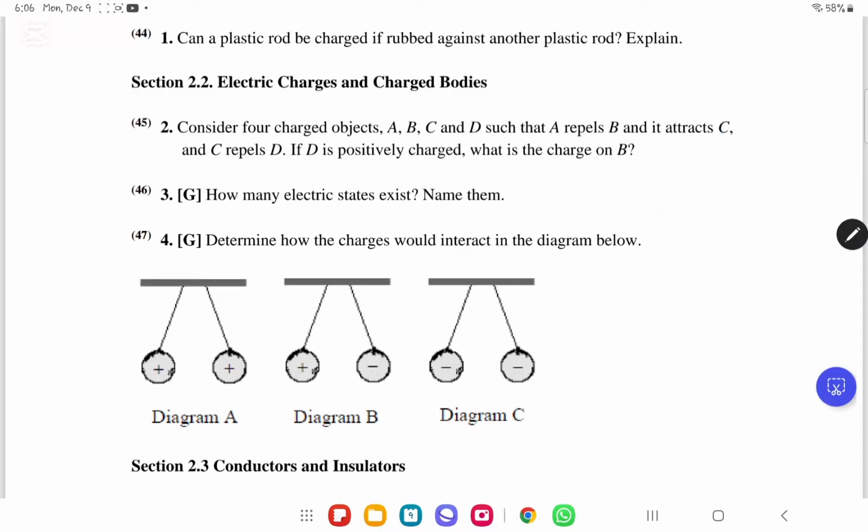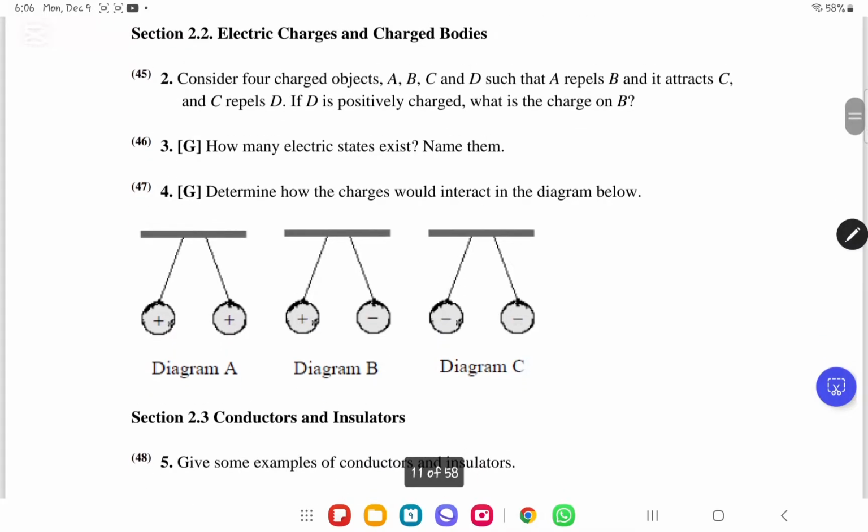Now we move on to section 2.2, electric charges and charged bodies. Consider four charged objects, A, B, C, and D, such that A repels B. So let us circle. A repels B, meaning they are the same charge, and it attracts C, meaning they are opposite charges. C repels D, meaning they are the same charge.